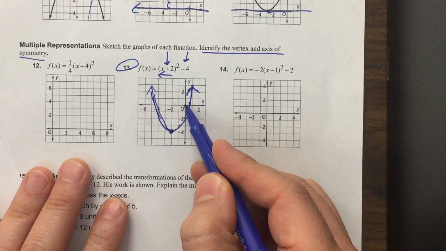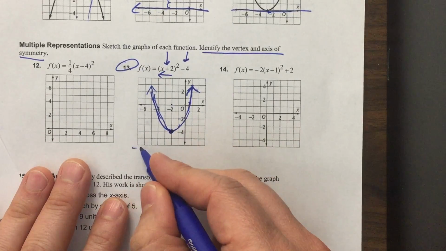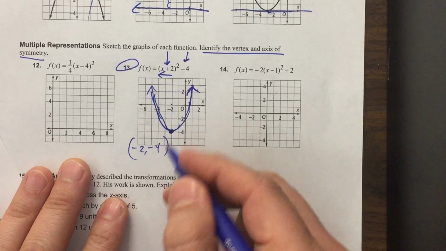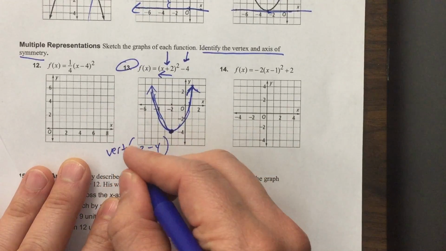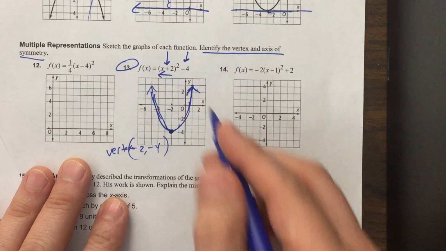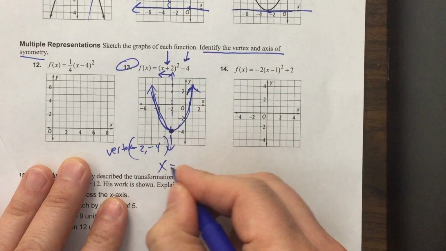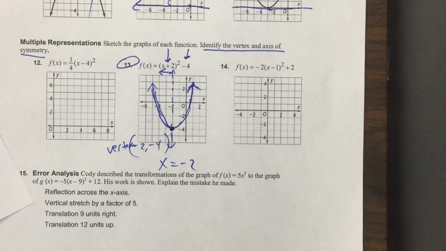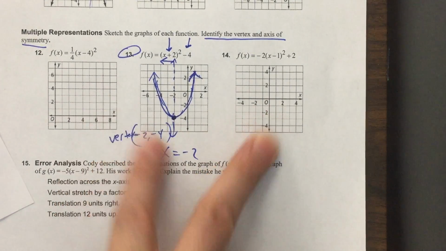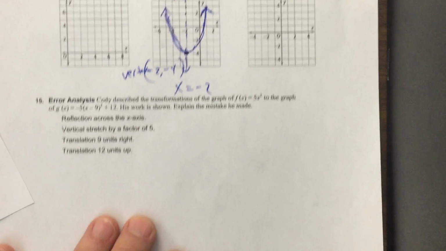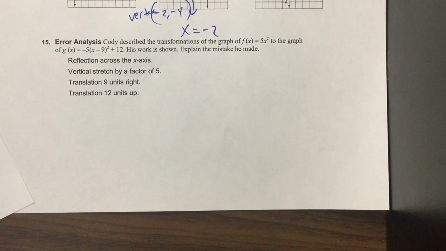The vertex is -2, -4. And the axis of symmetry goes right here. That would be x equals -2. Okay, so you'll do these two guys the same way. The error analysis, the last one we'll be doing together.